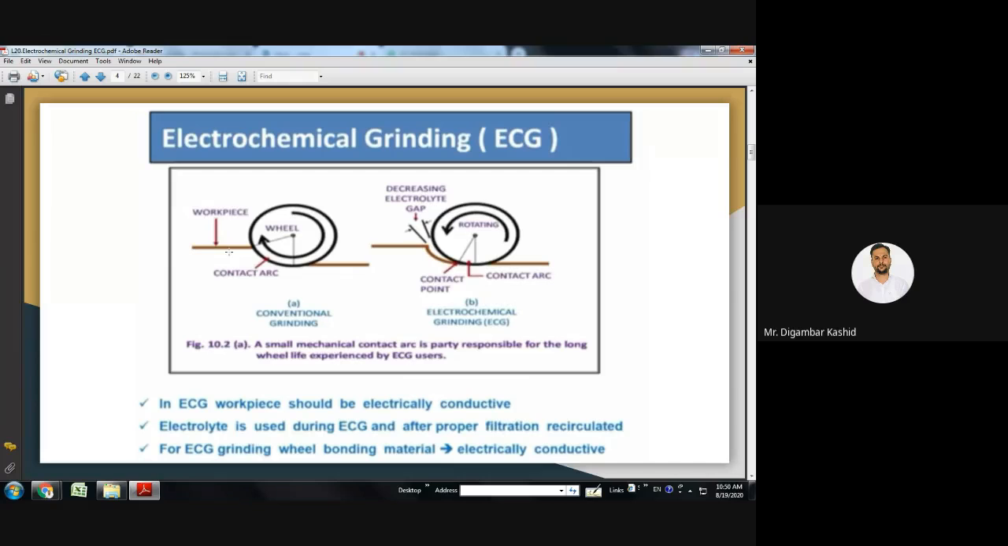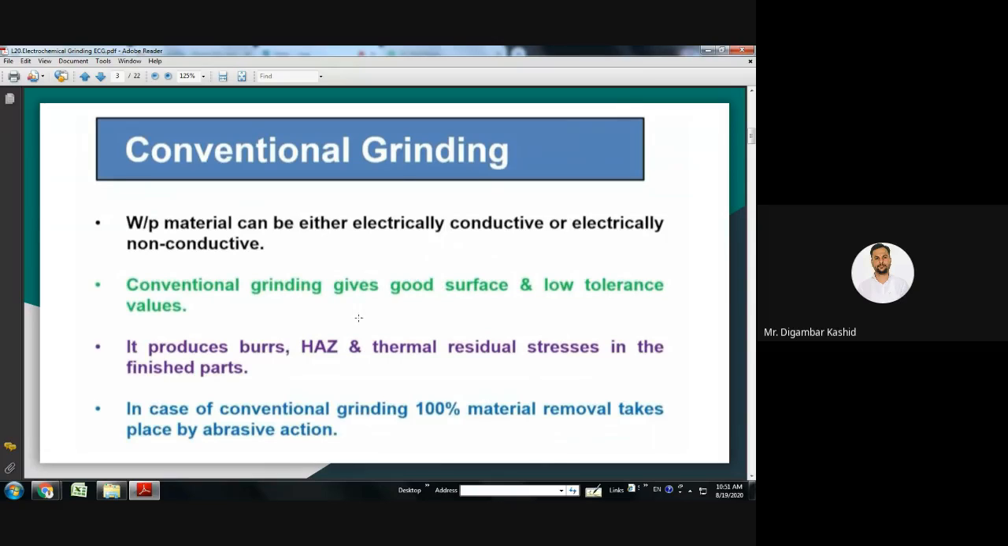So this conventional grinding will give a good surface finish, we know that, and a low tolerance value. But it produces burr. That is a disadvantage: conventional grinding produces burr. On any ground surface you will see burr at the edge. Also, heat affected zones will be there, and residual traces will be there in your finished part.